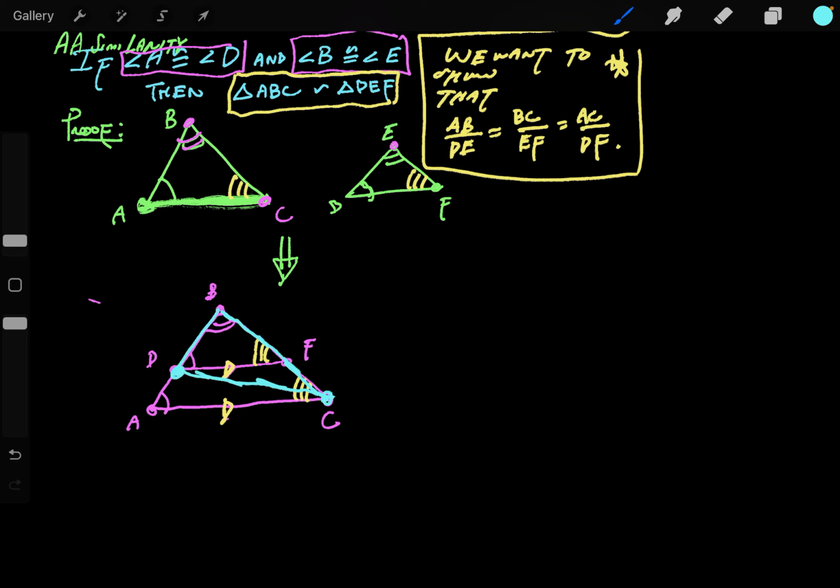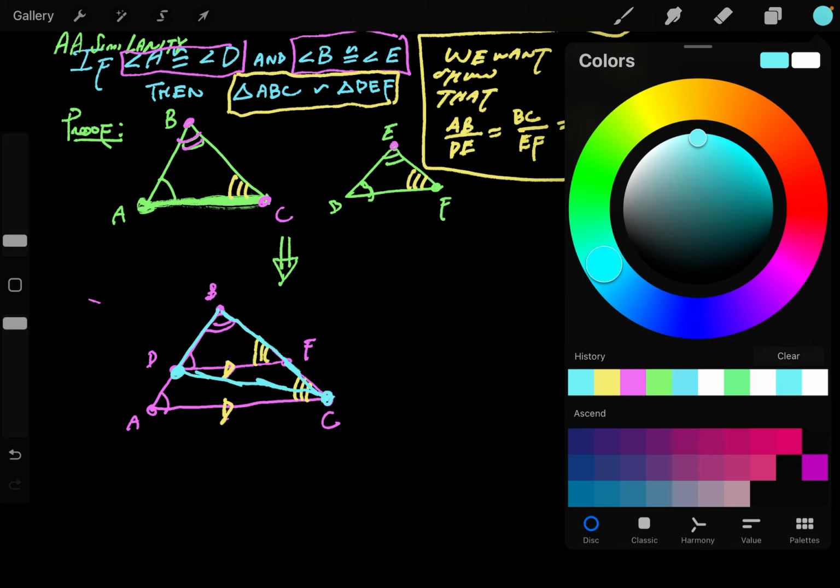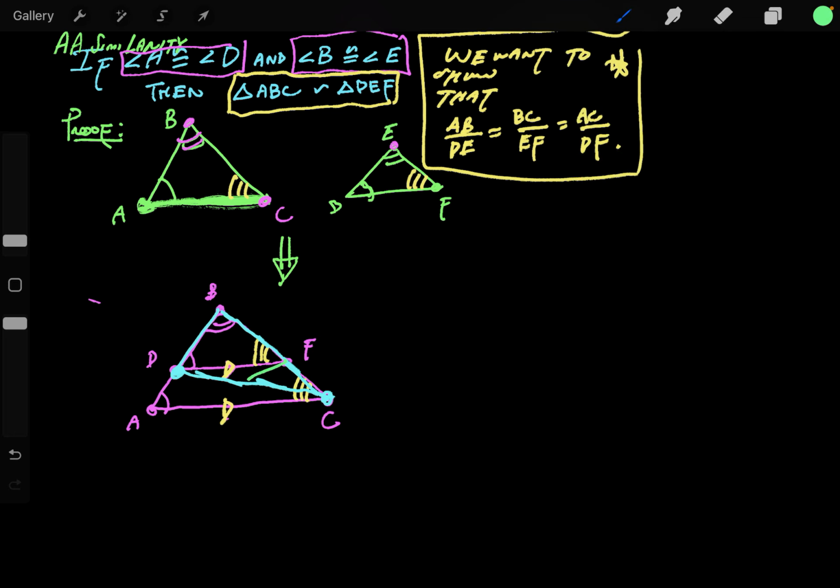So I want to draw DC in, and I have that triangle right there. And I also want to draw in, let's make it a different color, this triangle right here, where I draw in AF. Okay, so we should see that I drew in these diagonals, AF and DC, and I'm going to be investigating ratios of areas in these triangles.